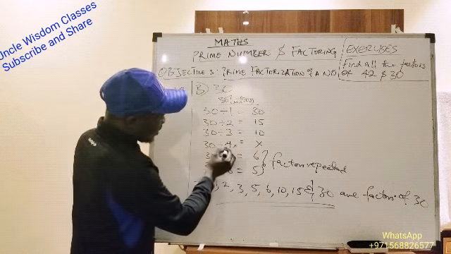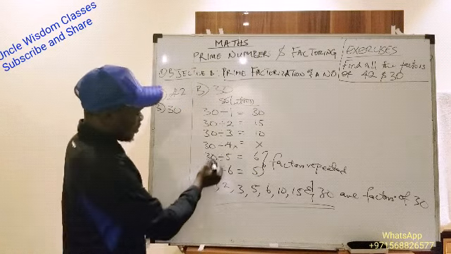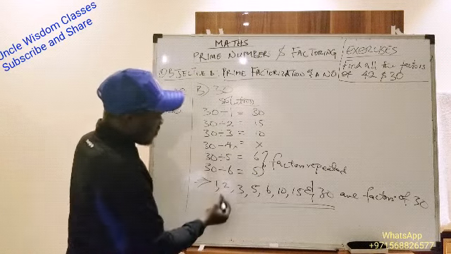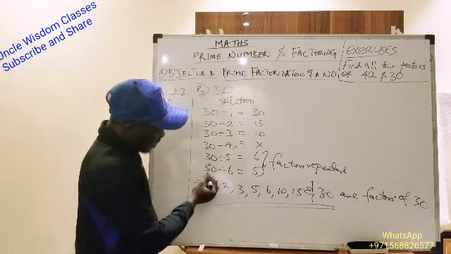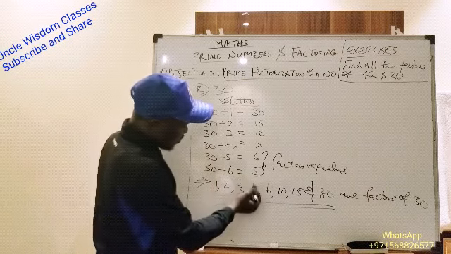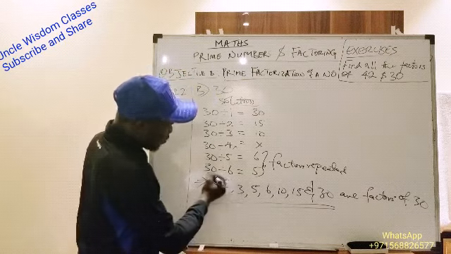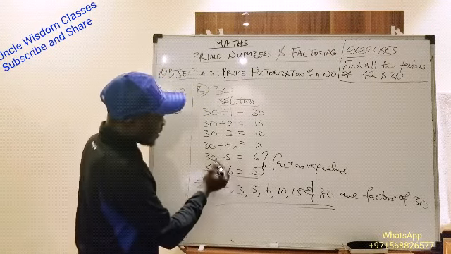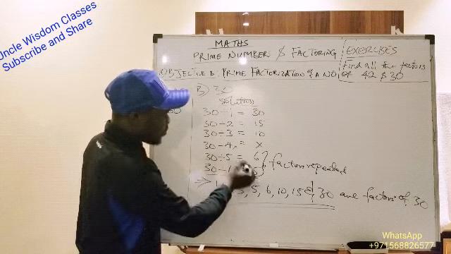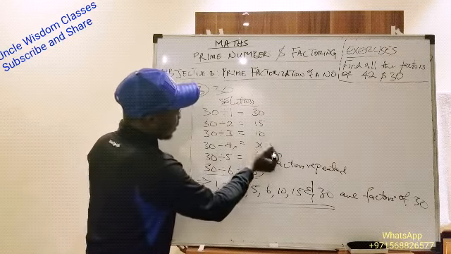30 cannot be divided by 4. Therefore, 4 is not included. 30 can be divided by 5 to give us 6. Therefore, 5 is among. 30 can be divided by 6 to give us 5. Therefore, 6 is among. Remember that we stopped here because the number that can divide 30 has repeated. Therefore, we stop.